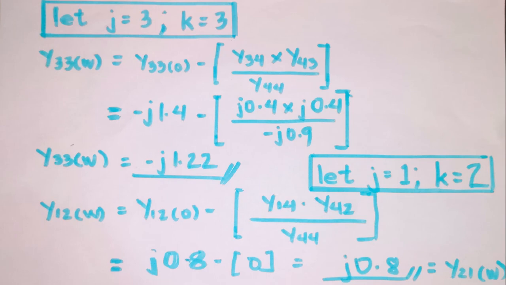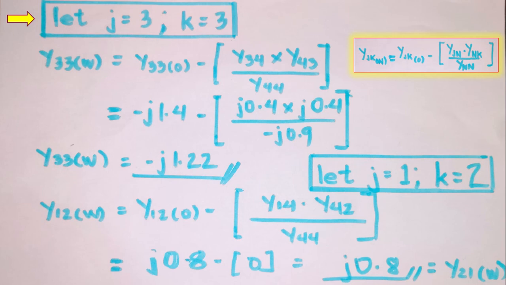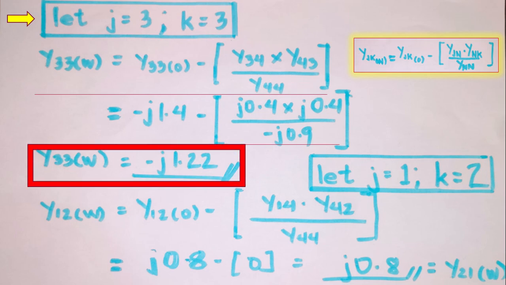Next page, we will let j is equal to 3 and k is equal to 3. Using the formula, we will now substitute its value. y33 is equal to y33 old minus y34 times y43 over y44, which is now equivalent to negative j1.4 minus j0.4 times j0.4 over negative j0.9. The final answer for this equation will be equivalent to negative j1.22.